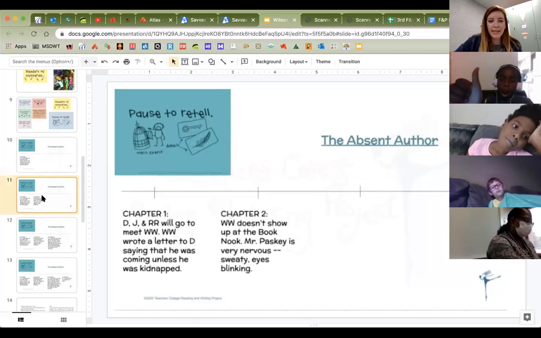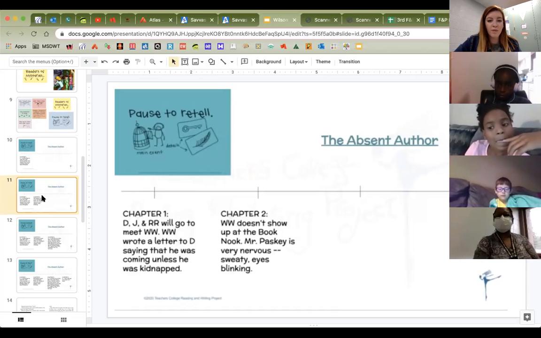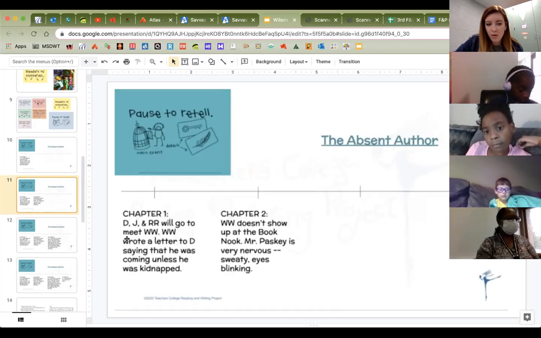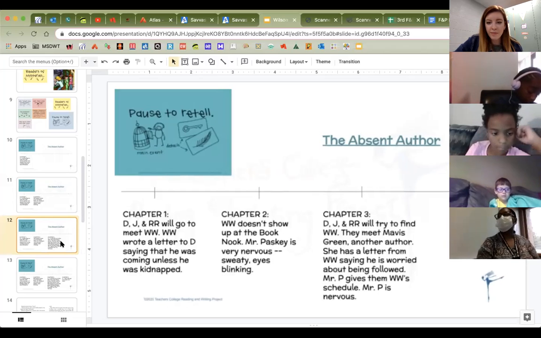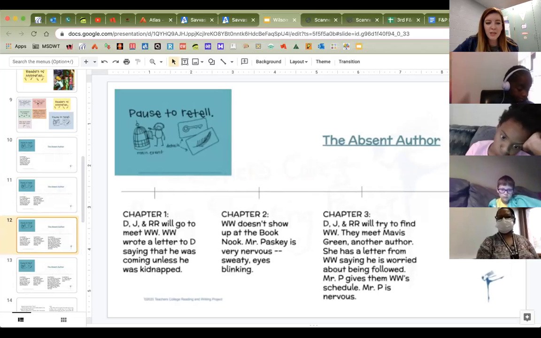Okay. In chapter 2, Wallace doesn't show up at the Book Nook. Mr. Paskey is very nervous. He's sweaty and he's blinking his eyes a lot. So he's sweating, he's blinking his eyes. All right, in chapter 3, Dink, Josh, and Ruth Rose will try to find Wallace. They meet Mavis Green, another author. She has a letter from Wallace saying he is worried about being followed. Mr. Paskey gives them Wallace's schedule, and Mr. Paskey is nervous.